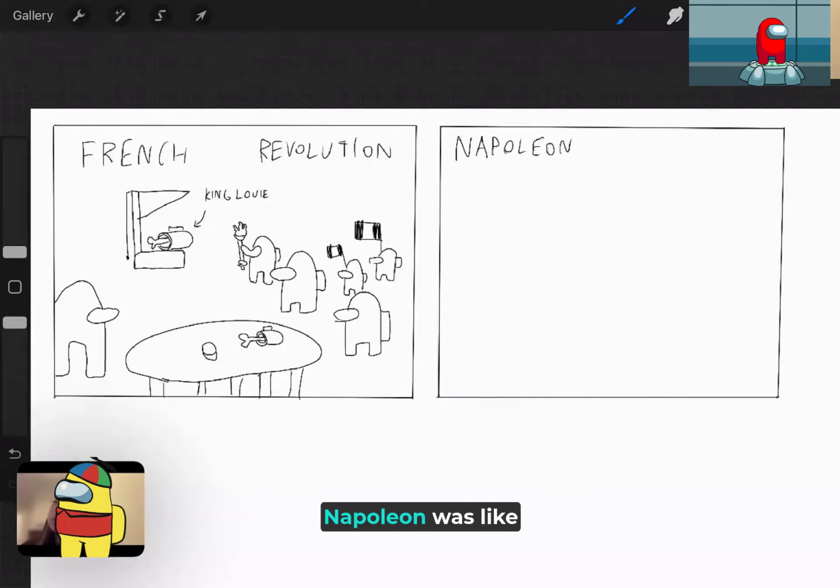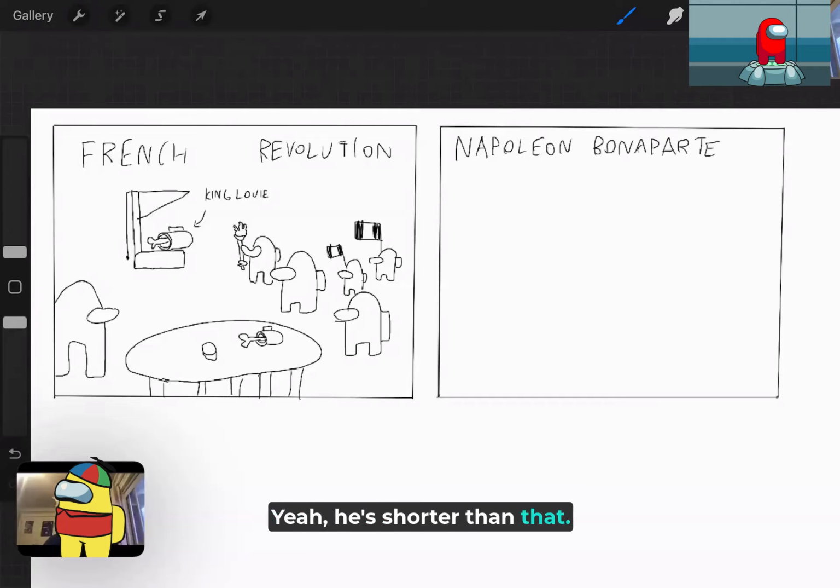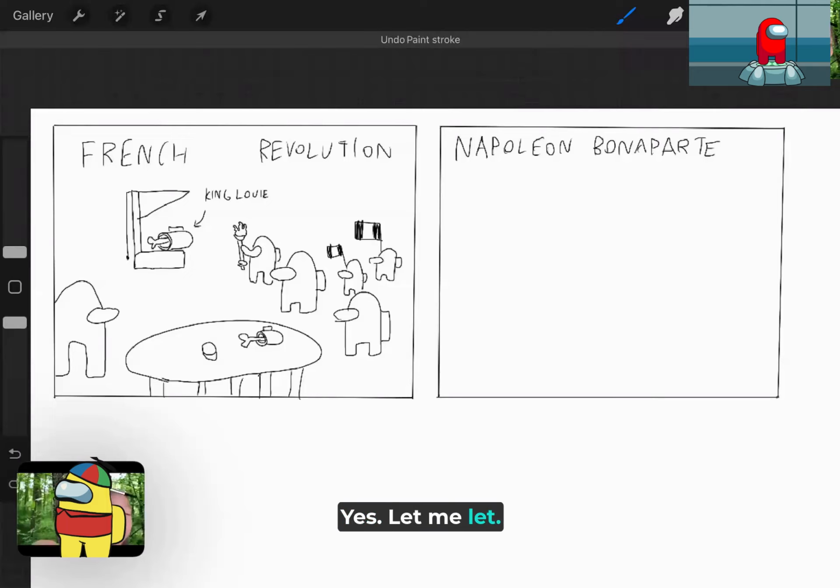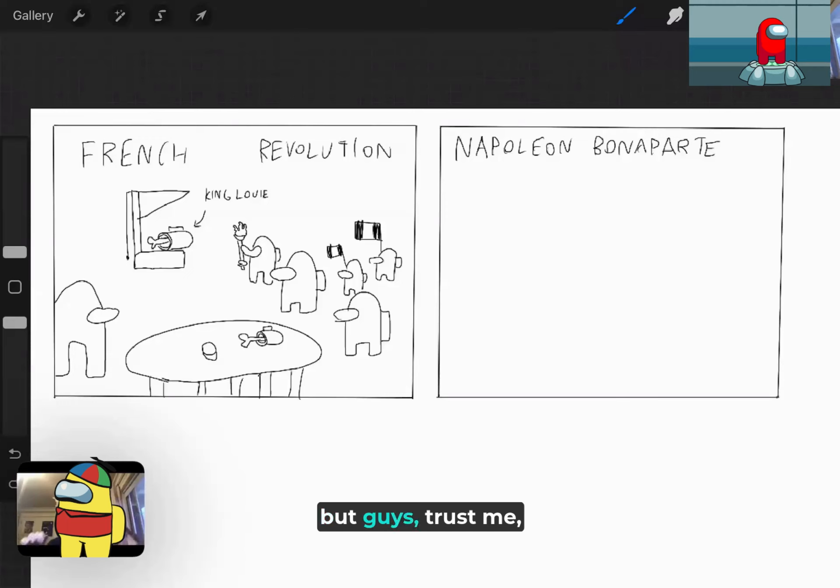By the way, Napoleon was like 3 foot tall. If you see Enid's Rowlett, yeah, he's shorter than that. What? Are you sure that he's shorter than my 3 foot Rowlett? Yes. It may be an exaggeration, but guys, trust me, he's totally that short, okay? Guys, Eric is very sus.